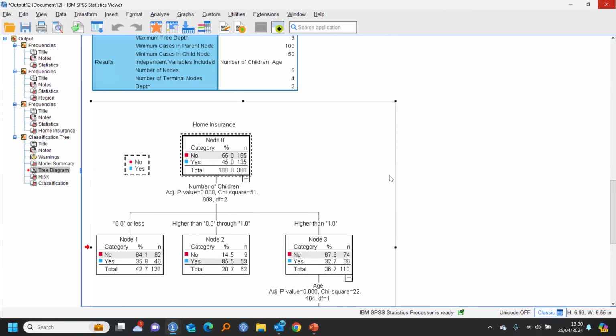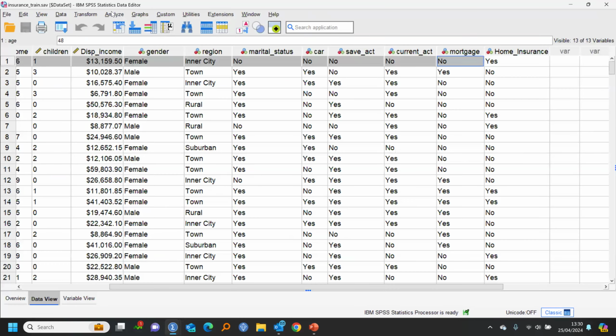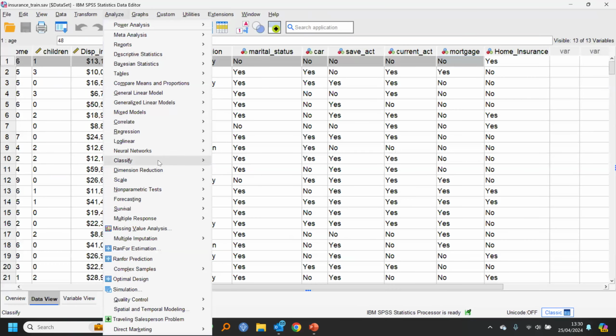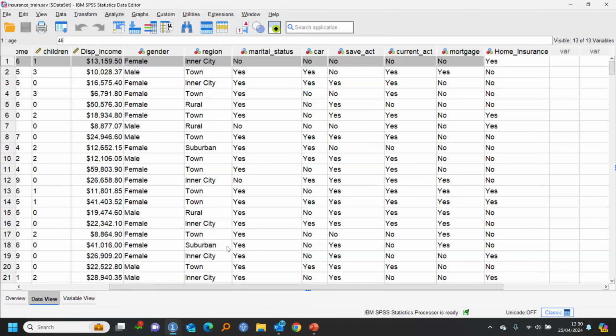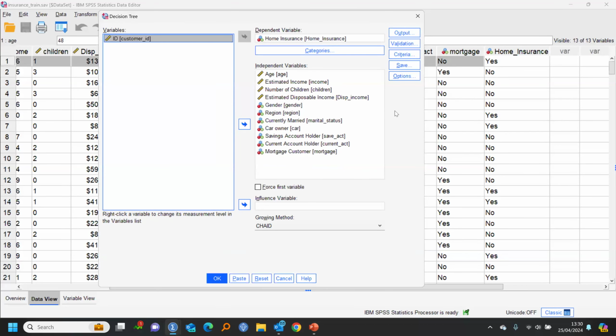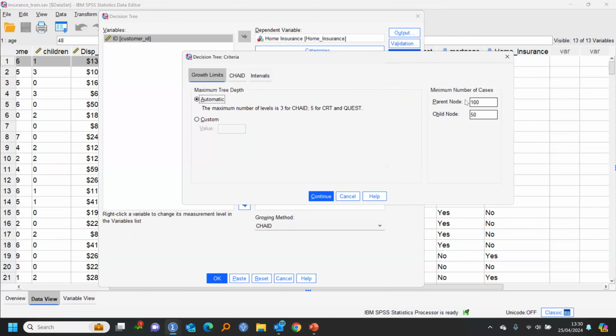If we wanted to get more insight out of it, what could we do? Well, we could go to analyze, classify, call up tree again, and we could change some of the default threshold values. And probably the first thing you would do is go to criteria here, and you can see that we have a parent node and a child node setting.